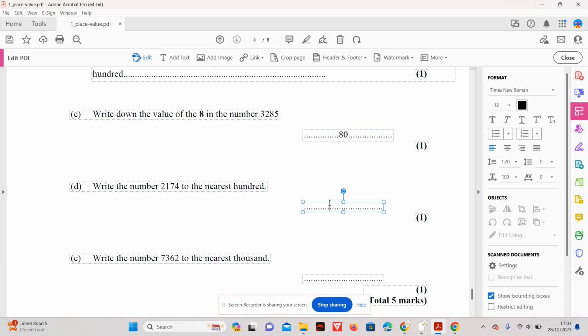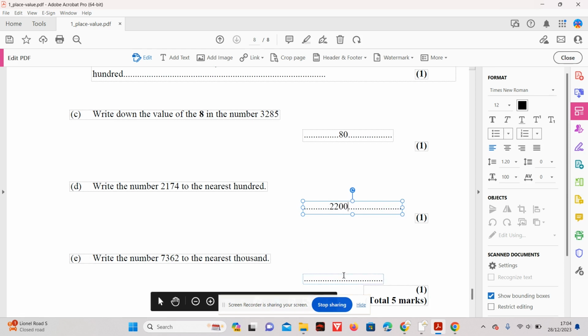Write down the number 2,174 to the nearest 100. So look at our tens column, it's a 7, so we need to round that 1 to a 2. So therefore it's going to become the number 2,200.